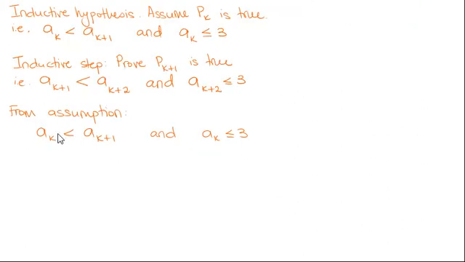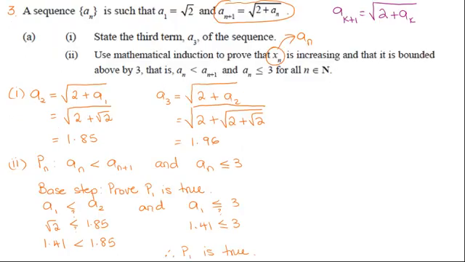On the left side of my inequality for the assumption, I have AK, but I need to manipulate this AK so that it becomes AK plus 1. To do that, I use my definition. Let's go back to the definition. According to the definition, AK plus 1 is equal to the square root of 2 plus AK. So to move from AK to AK plus 1, I need to add 2 to the AK and then take the square root of that.